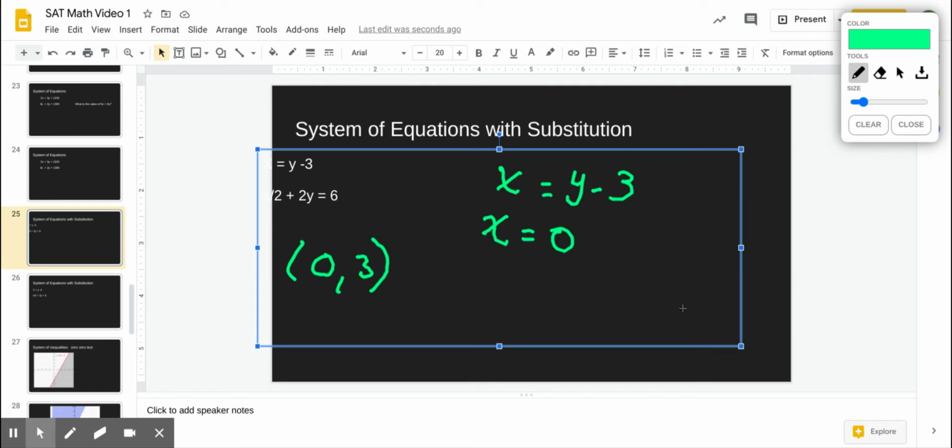Now be careful if they give you the multiple choice question, they put 3, 0. Sometimes you rush and you put the 3, 0, but we're saying x is 0. And remember, x comes first.